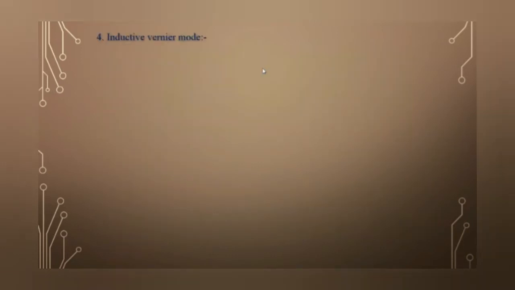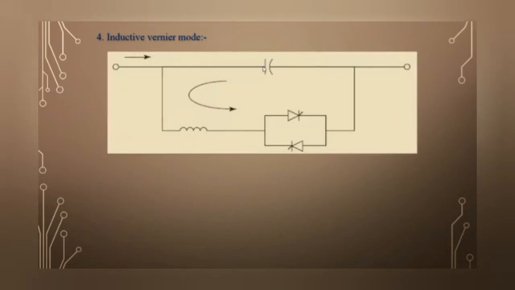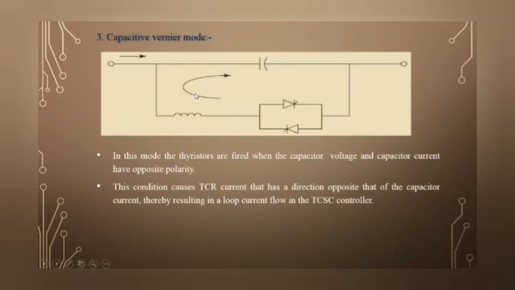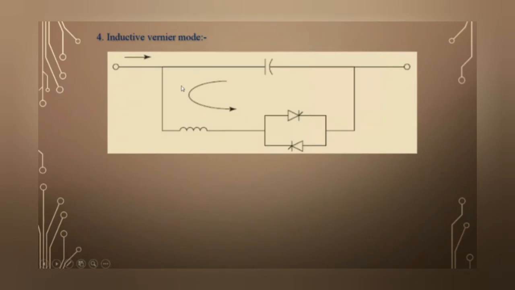The last one is the inductive Vernier mode. In this, the TCSC can be operated by having a high level of thyristor conduction. In this mode, the direction of the circulating current is reversed and the controller presents a net inductive impedance. In the previous mode, the loop current is in the same direction as the line current, whereas in the inductive Vernier mode, it is in the opposite direction. So that here we provide the inductive impedance.